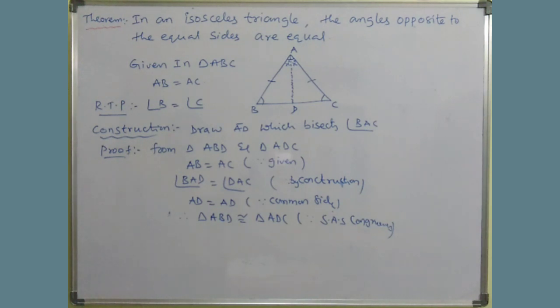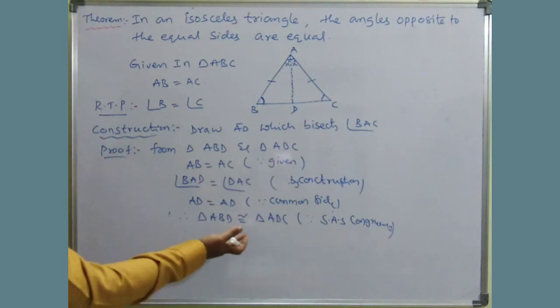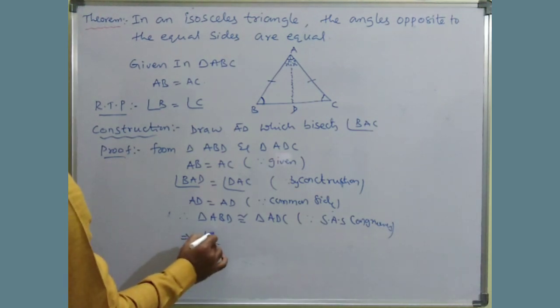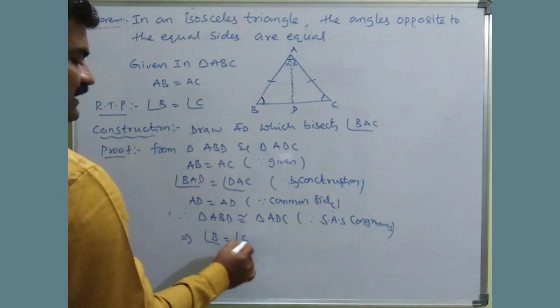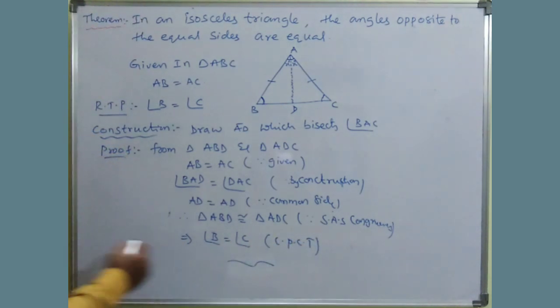So when these two triangles are congruent, then what can you say about their corresponding angles? Not similar, congruent. Congruent in the sense already similar also, isn't it? So hence I can say that angle B is equal to angle C, which are corresponding parts of congruent triangles. So in an isosceles triangle, the angles opposite to the equal sides are also equal.